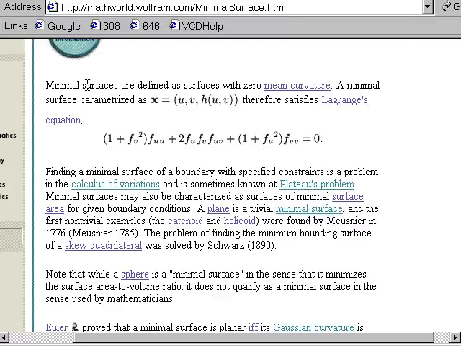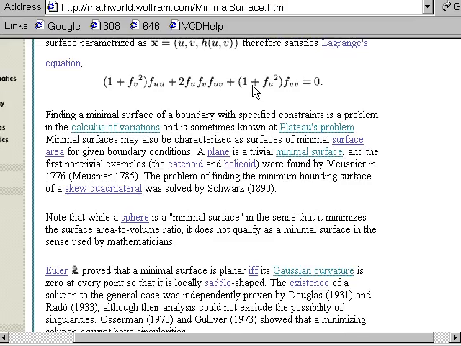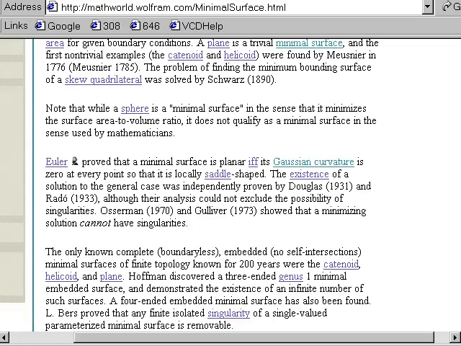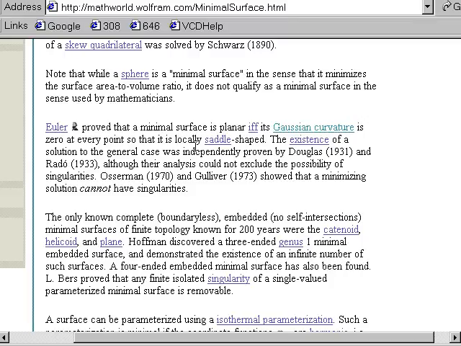So, the minimal surface is a surface with mean curvature 0 that satisfies given boundary conditions at the end, satisfying this equation, which is the Euler-Lagrange equation, which is Gauss curvature equals 0. Now it says later on here, Euler proved that if you have a surface with Gauss curvature 0, it's planar if and only if it's locally saddle-shaped.